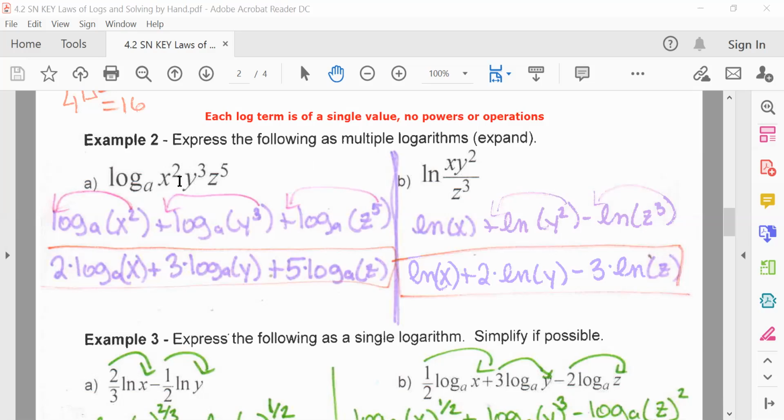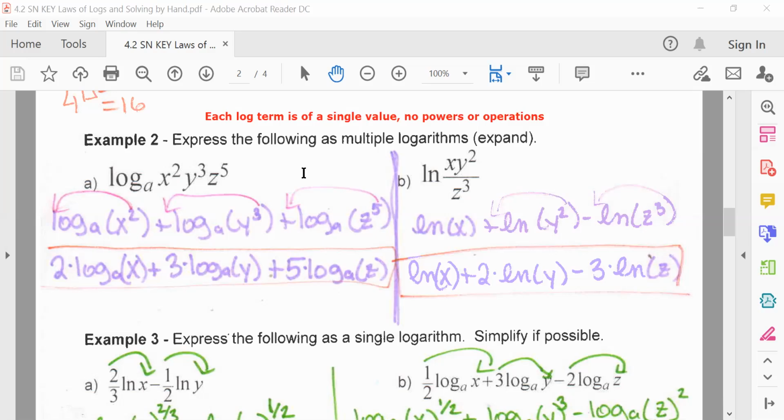So here we're multiplying multiple factors inside a log. So when we split those up, they're added. So log base A of x squared, then a plus sign, then a new log base A of y to the third, then a plus sign, then a new log base A of z to the power 5. We split those into the sum of individual logs.